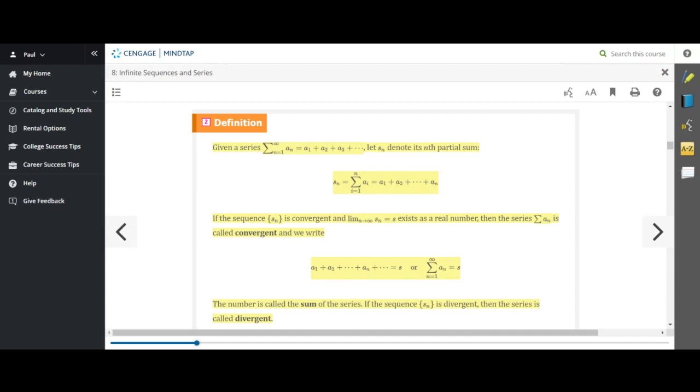All right, well, let's go ahead and look at a very special series here called a geometric series. And what I want to do is go right to an example. Okay, let me give you a moment to copy this example down.